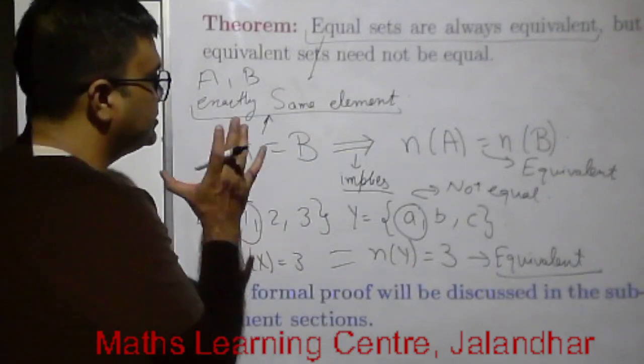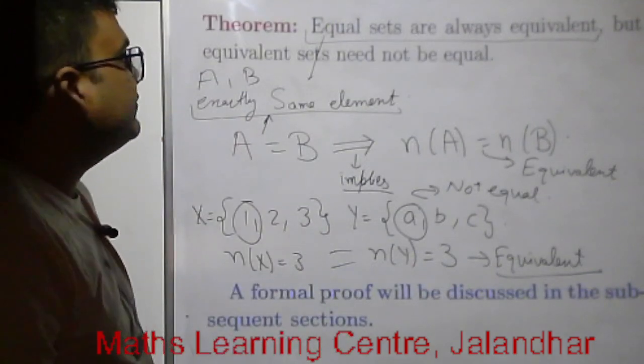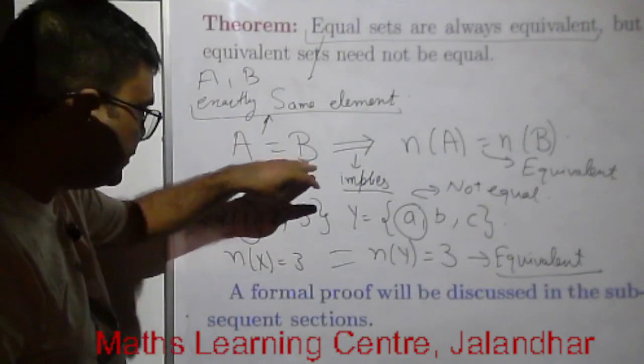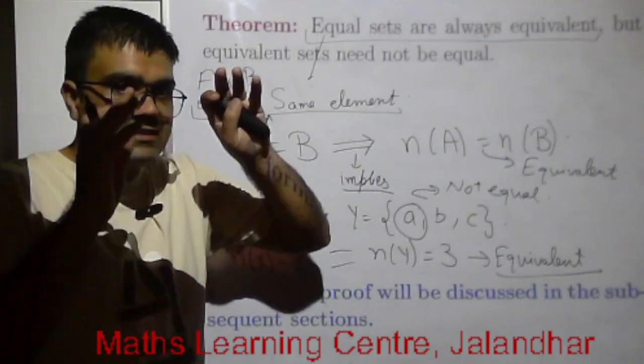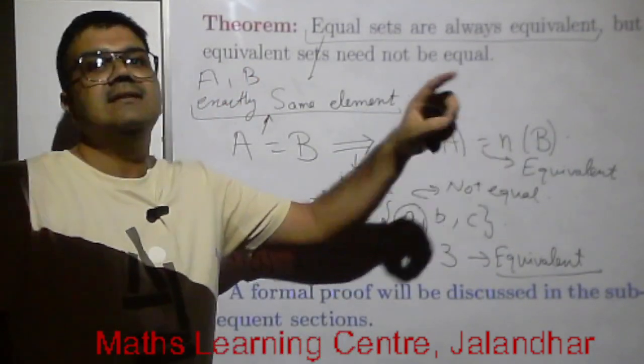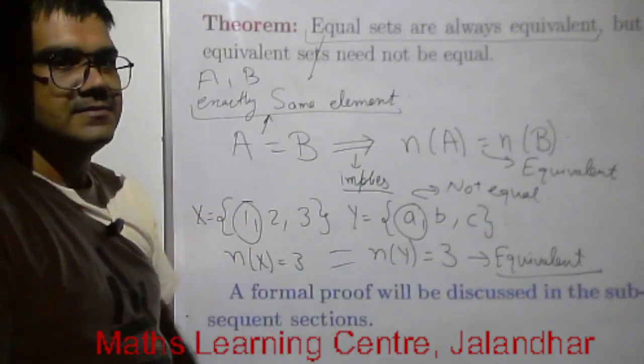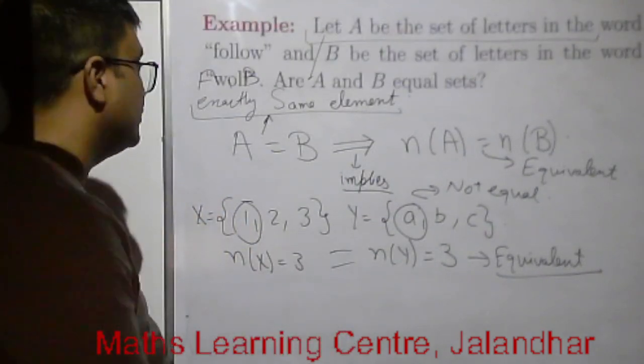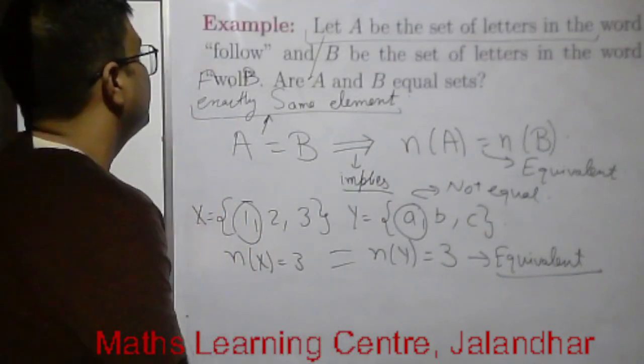So right now you just try to understand this: when we are talking about equal, they have exactly the same elements. When we are talking about equivalent, they have the same number of elements. Things will be more clear to you with our next example.